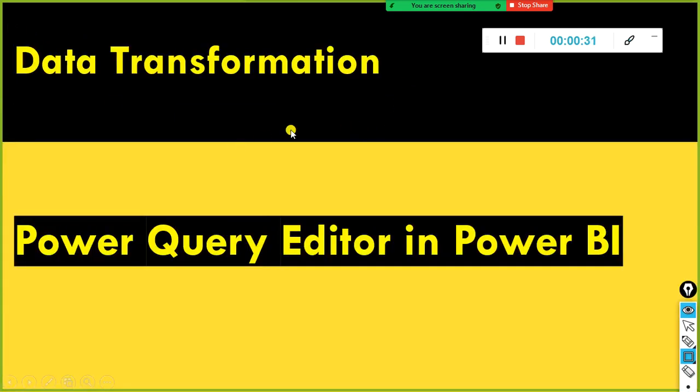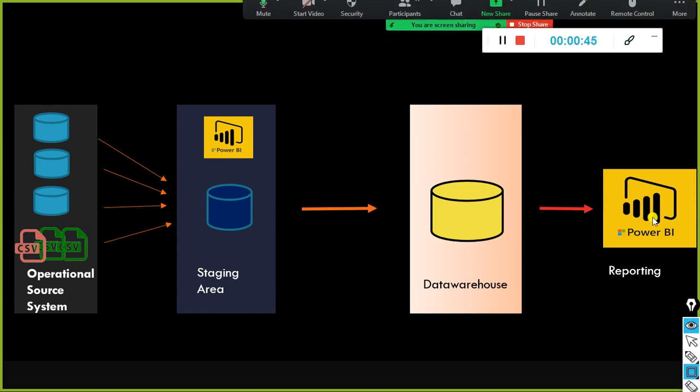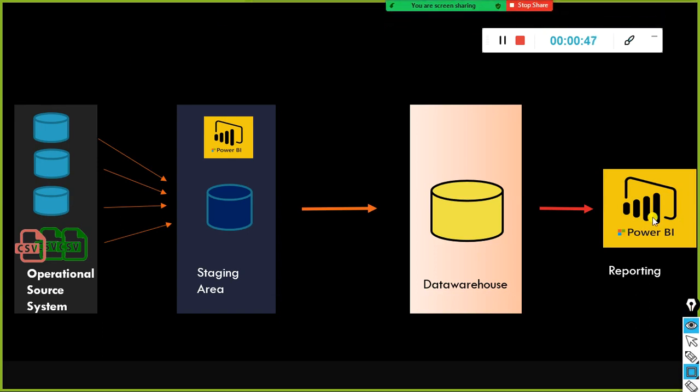So, data transformation. Before we dive into the data transformation part, let us take a quick look at the data warehouse architecture. Because if you say you're a Power BI developer, you should know the business intelligence concepts like a data warehouse, what is a staging area, and what is an operational source system. All these things you should know.